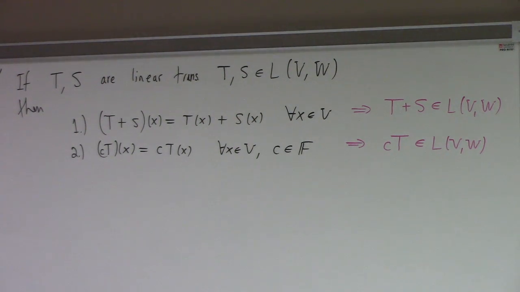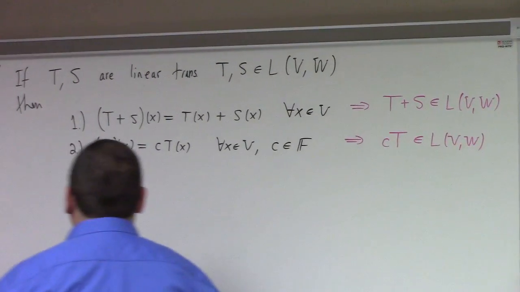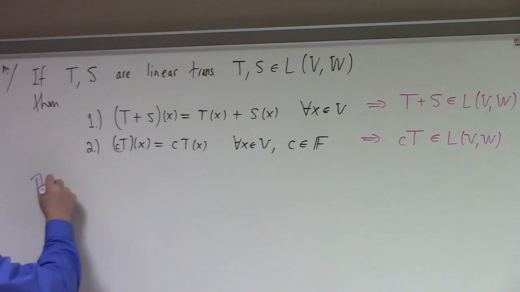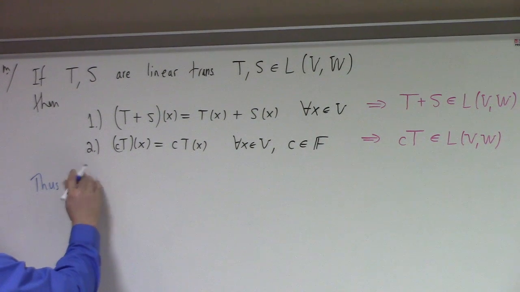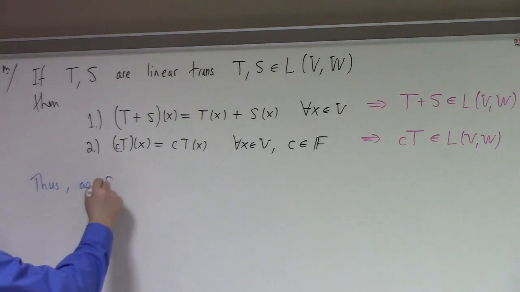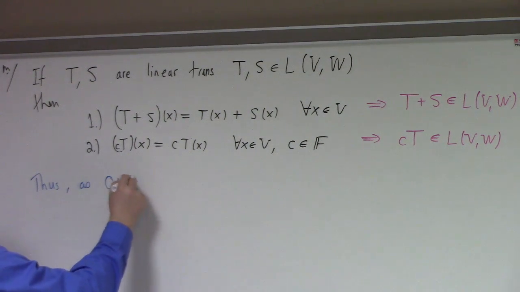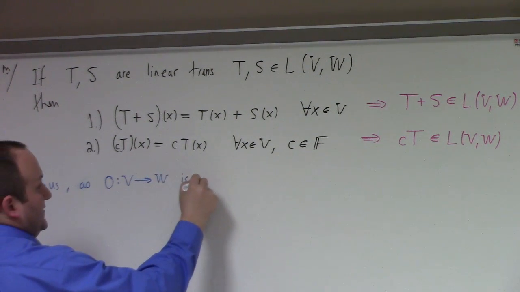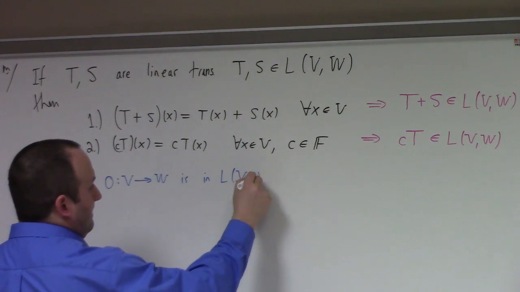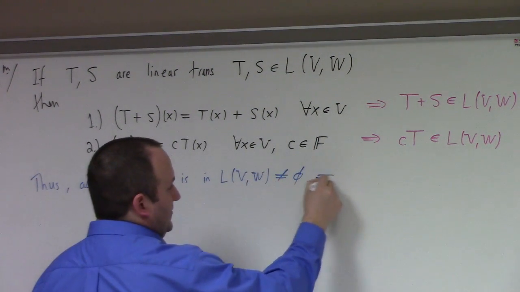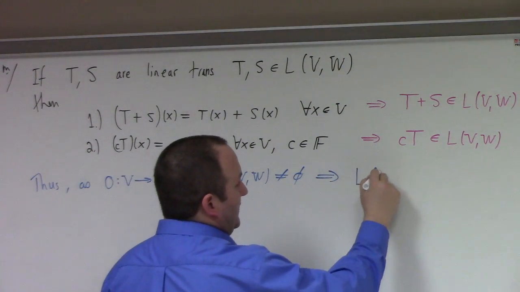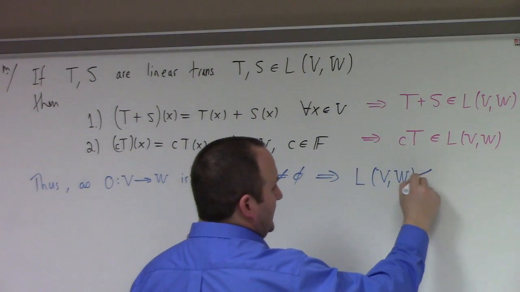Hey, is 0 a linear transformation? Like 0x equals 0 for all x. This defines the 0 transformation, right? That behaves like 0 under addition of functions. So what do you have? I mean, another punchline. Thus, the 0 transformation, 0 from V to W, is in L of V, W, so it's not empty, right? That implies what? That implies that the set of linear transformations from V to W is itself a subspace of what?